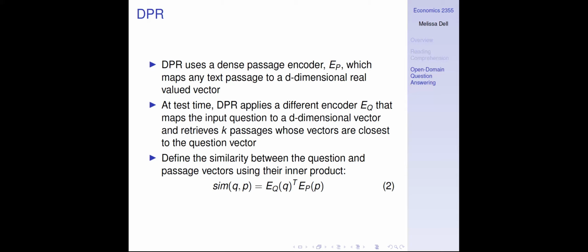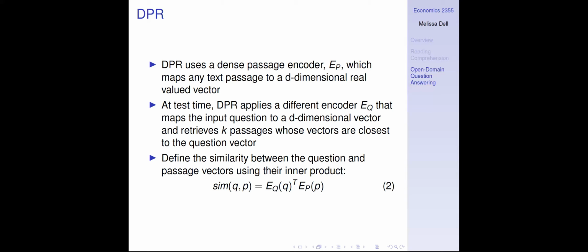And then at test time, DPR applies a different encoder, EQ, that maps the input question to a d-dimensional vector and retrieves the K passages whose vectors are closest to the question vector. It defines the similarity between the question and the passage vectors using their inner product. And the term dense passage retrieval comes from the fact that these are dense vectors.